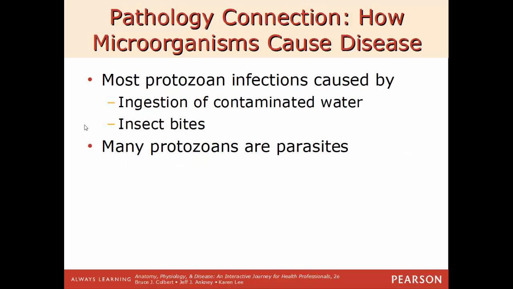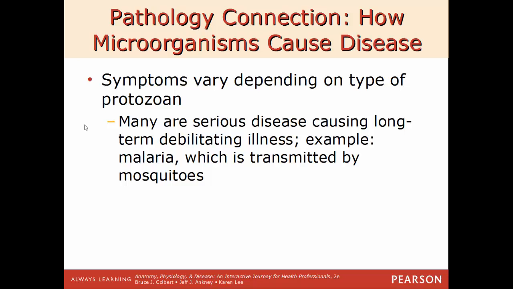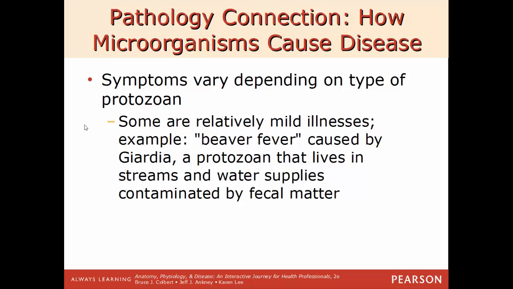Diseases caused by protozoans. Now, most protozoan infections are caused by insect bites, like we have with malaria, and by ingesting contaminated water. They have these protozoans living within the water. And many protozoans are parasites. The symptoms will vary depending on what type of protozoan is causing the infection. Some can be very serious, causing long-term debilitating illness, like malaria. Some can be relatively mild, such as beaver fever, which is caused by the protozoan Giardia. There's a protozoan that lives in water supplies and streams that are contaminated by fecal matter.